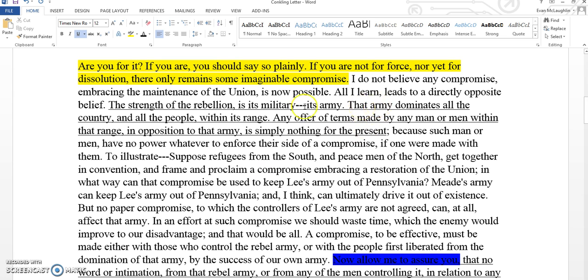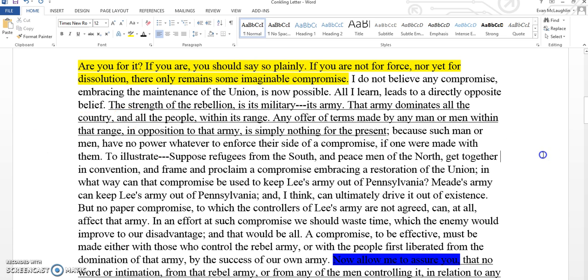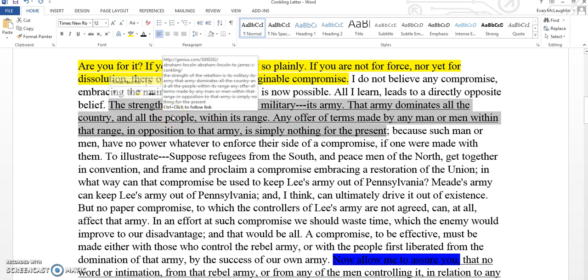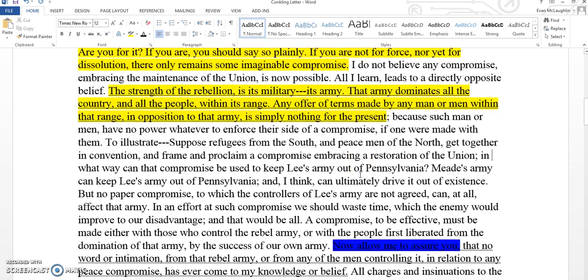And Lincoln goes on to explain why compromise just isn't possible. And you see it here in this underlined section, that Lincoln says, okay, if you really think that compromise is a great idea, you need to keep in mind that military success or failure is what allows compromise to work. And until the Army of Northern Virginia, and really the Confederate armies as a whole, are stopped, there's nothing that can be done because compromise, it won't be upheld by the Southern side.